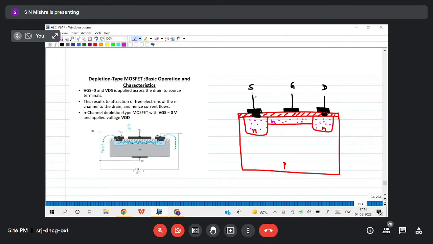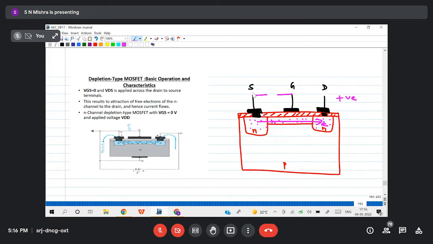Okay. So if I apply a positive voltage to the drain terminal, then only the electrons will move from source to drain. So this is my electron movement. If electrons are moving from source to drain, then obviously the current will move from drain to source. Then I can get the current. Now this current will be controlled by the voltage between gate and source, right? So how will I control that?